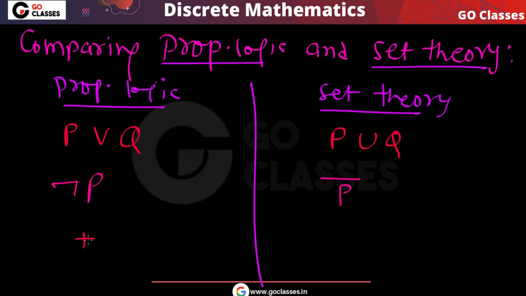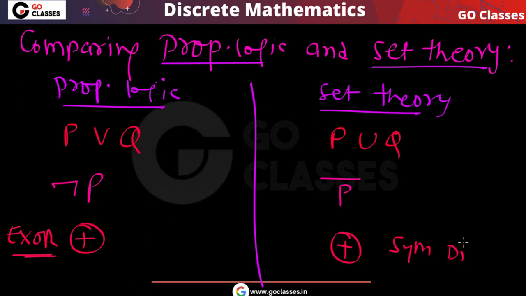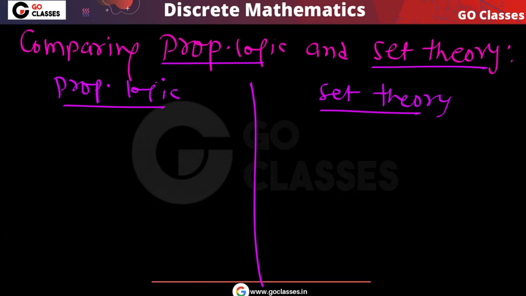Here also we have symmetric difference. Basically here we have XOR, which we call XOR in logic, and in sets the name is symmetric difference. These are the similarities of propositional logic and set theory.